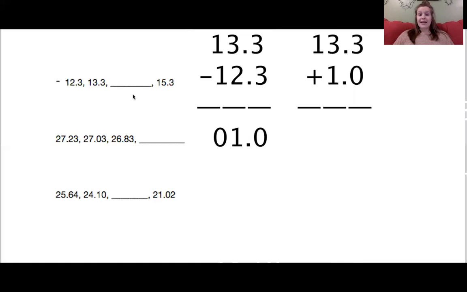So in order to find my next number, guess what? I'm just going to add 1 to 13.3. I know 3 plus 0 is 3. Bring down my decimal. 3 plus 1 is 4, and 1 plus nothing is 1. So guess what that number in that blank is going to be? 14.3. And just to check, you could look and say 14.3 plus 1 is 15.3. So that tells me I solved my pattern correctly.